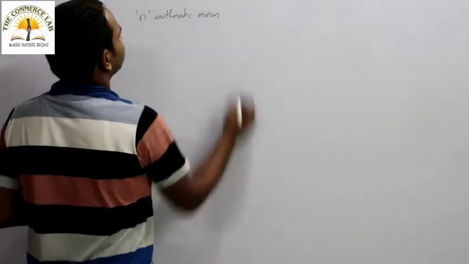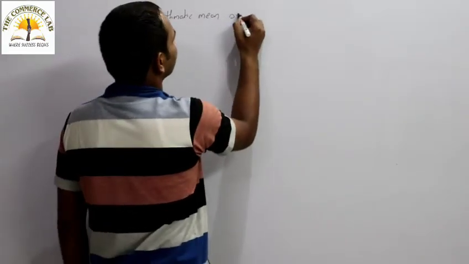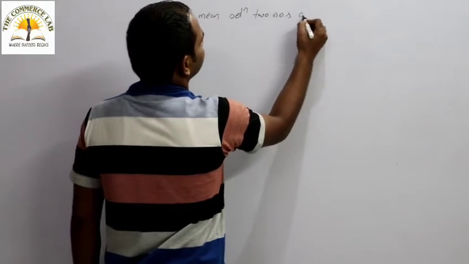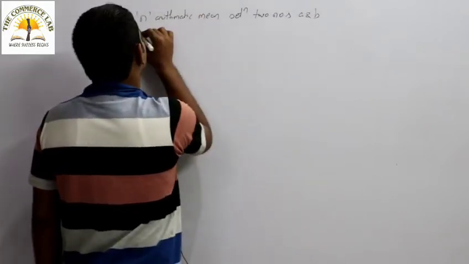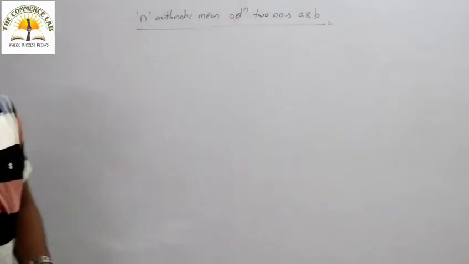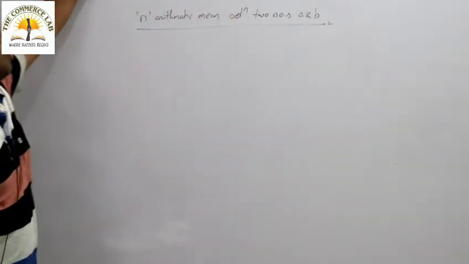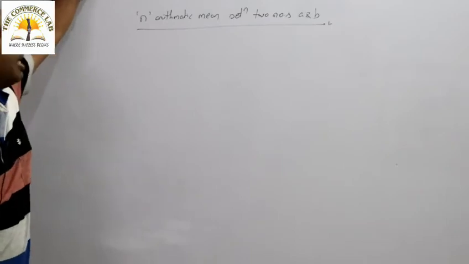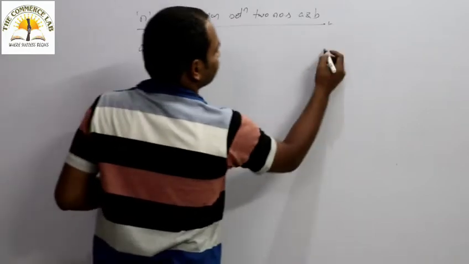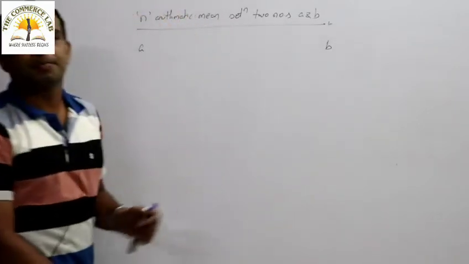N arithmetic means between two numbers a and b. N arithmetic mean between two numbers or two quantities a and b. That means a and b are two numbers.